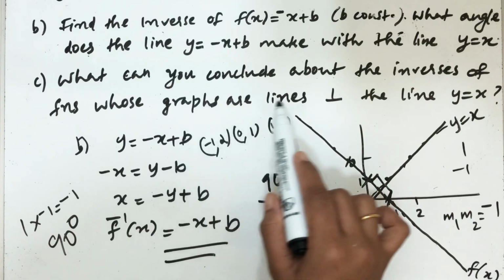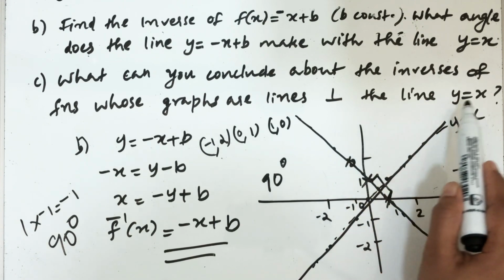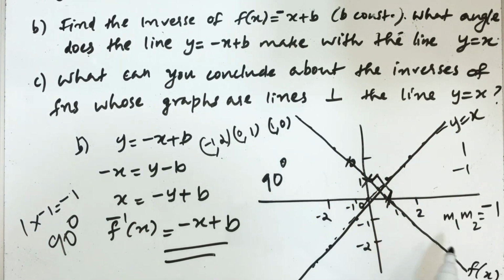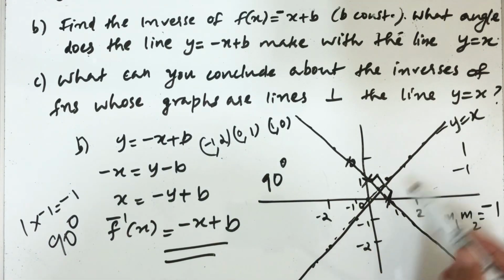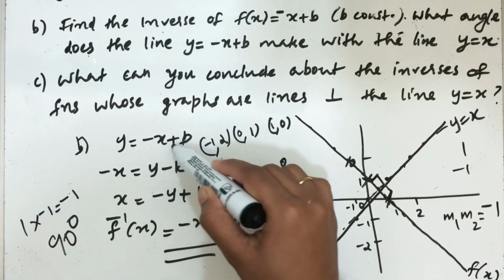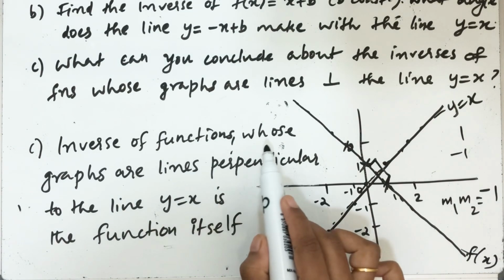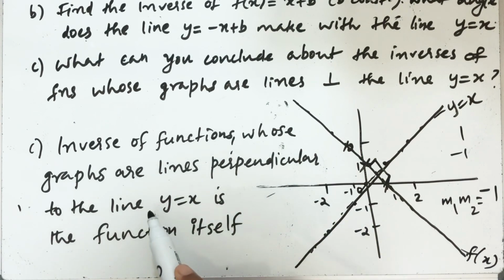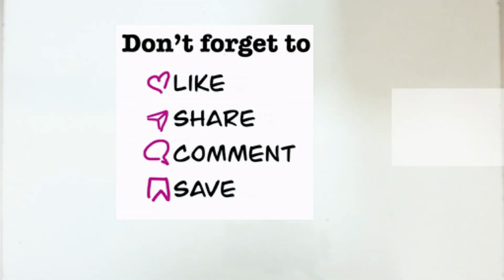Next, C part: what can you conclude about the inverses of functions whose graphs are lines perpendicular to the line y = x? So what can you conclude about this function and its inverse? Here this function is a line perpendicular to the line y = x. Here see, their inverse is the same. So we can say the inverse of functions whose graphs are lines perpendicular to the line y = x is the function itself.